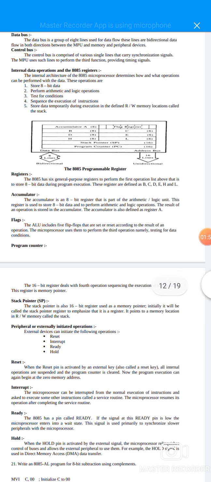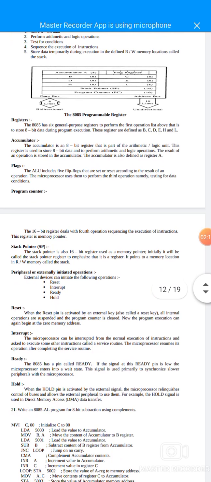The 8085 programmable register diagram is displayed on the screen. Registers: the 8085 has 6 general purpose registers to perform the first operation in the list above, that is, store 8-bit data during program execution. These registers are defined as B, C, D, E, H and L. Accumulator: the accumulator is an 8-bit register that is part of the arithmetic logic unit. This register is used to store 8-bit data to perform arithmetic and logic operations. The result of the operation is stored in the accumulator. The accumulator is also defined as register A.